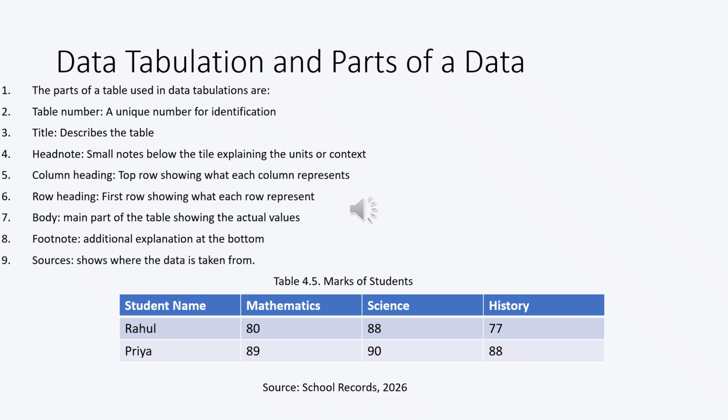The table number is 4.5. The marks of students is the title. Then we find the row heading, the column heading, and the source, all given here.